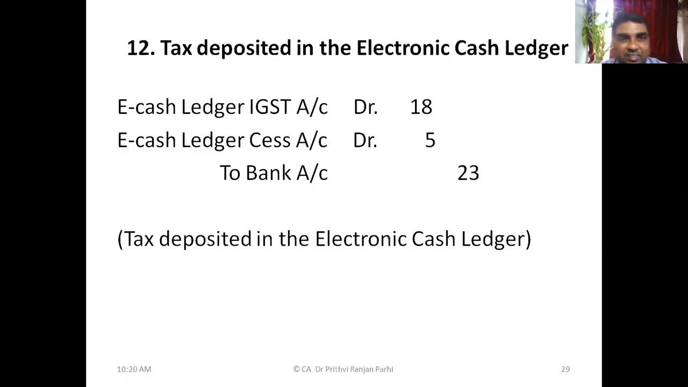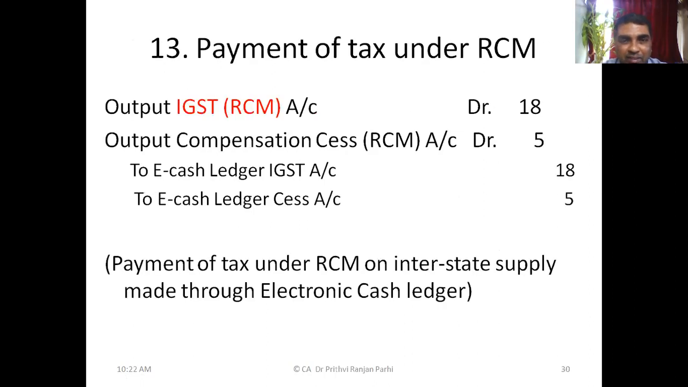Next stage is that tax is to be deposited in the electronic cash ledger. Then only I can make payment. So e-cash ledger IGST account debit, e-cash ledger cess account debit to bank account ₹23. This much money needs to be deposited.